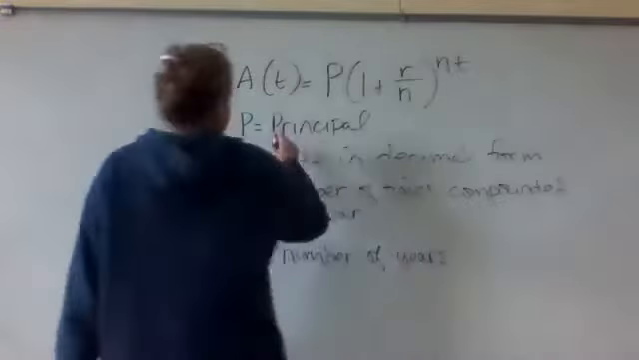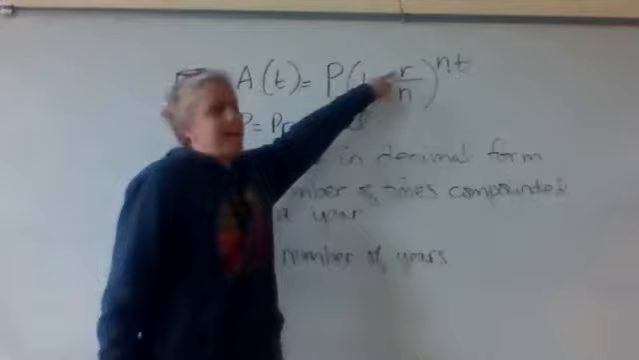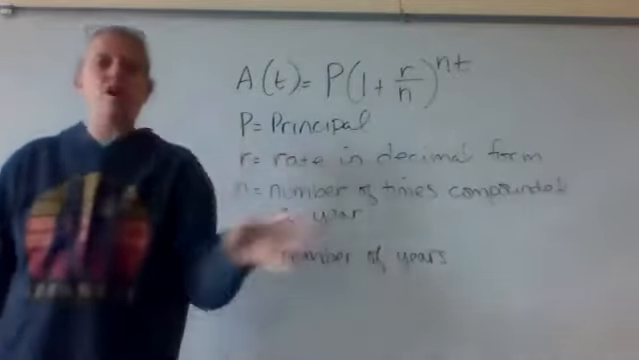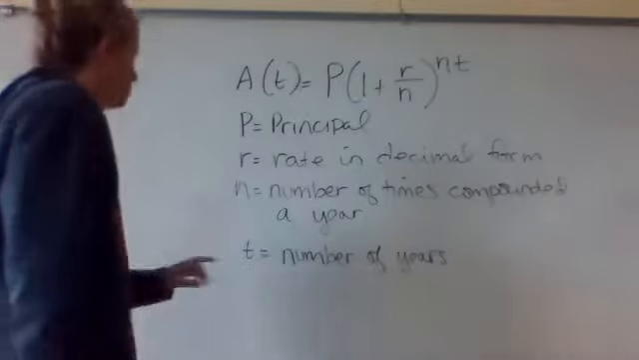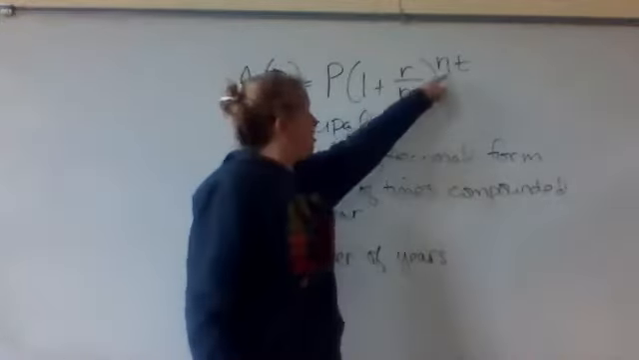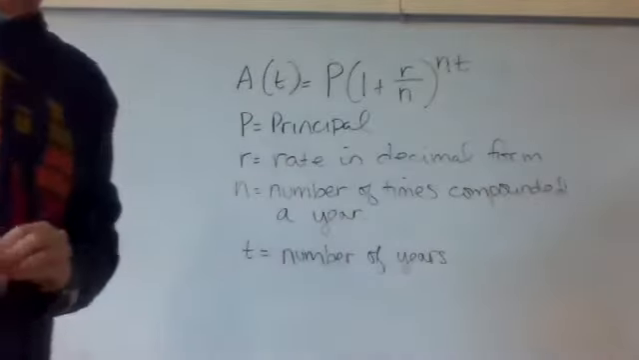Okay, the P is going to be the principal. That's going to be how much money you're going to start with. The rate is going to be the interest rate, but we always change that into the decimal form instead of the percent form. The N, which goes in 2 places, is the number of times it's compounded a year.